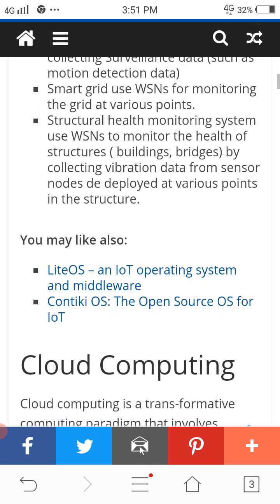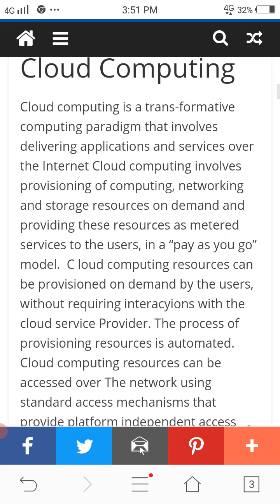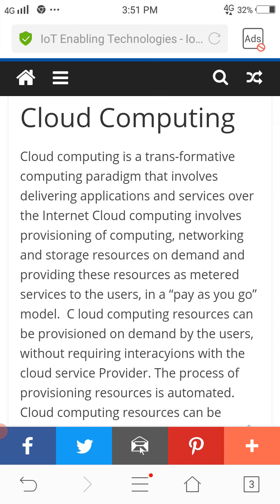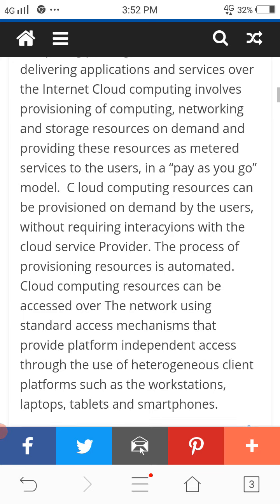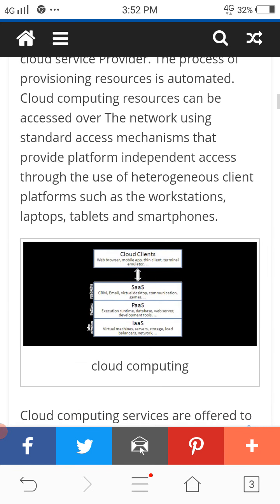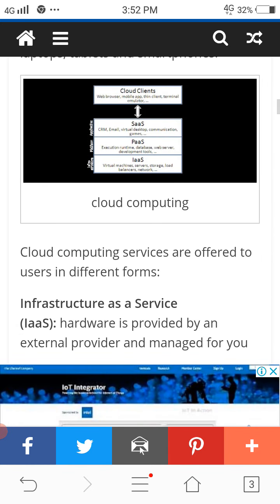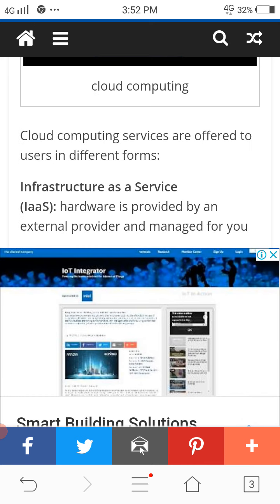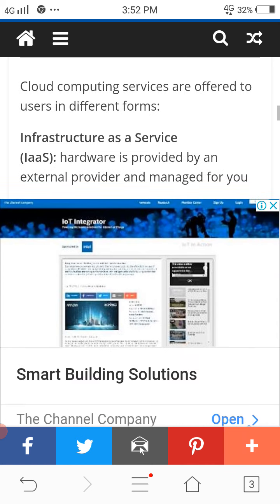Next is cloud computing. The meaning of cloud is internet or networking. So cloud computing provides us storage and services with the help of the internet. Cloud computing provides various services like infrastructure as a service, platform as a service, and software as a service. In infrastructure as a service, hardware is provided by an external provider or managed for you.